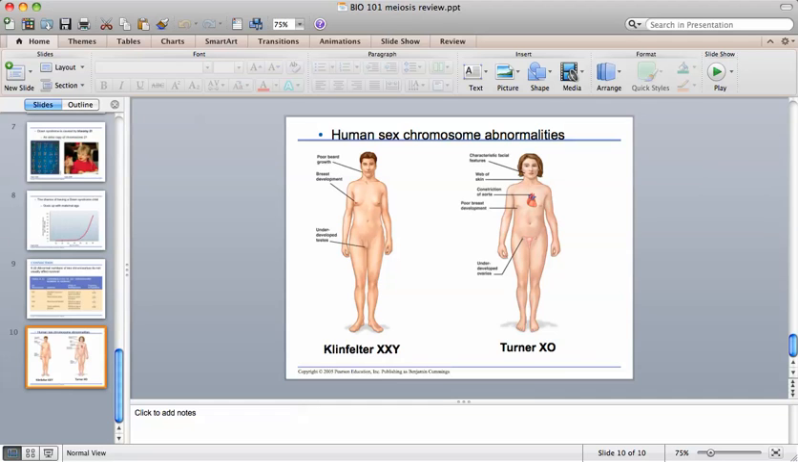So that is that with our meiosis chapter and looking at chromosome abnormalities and karyotypes.